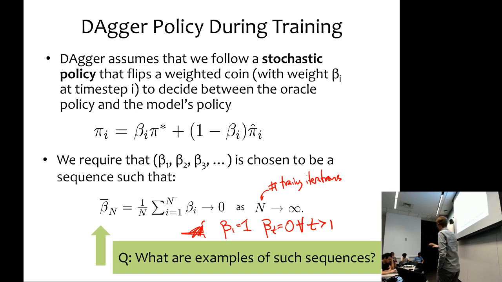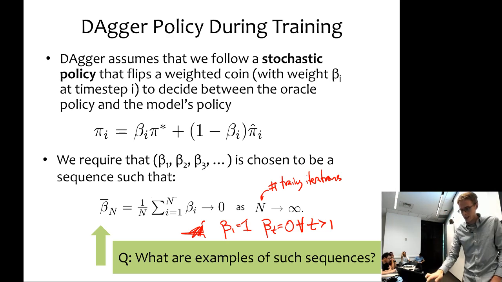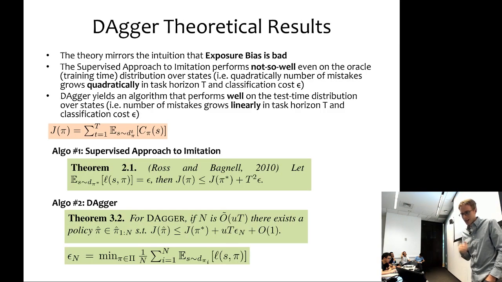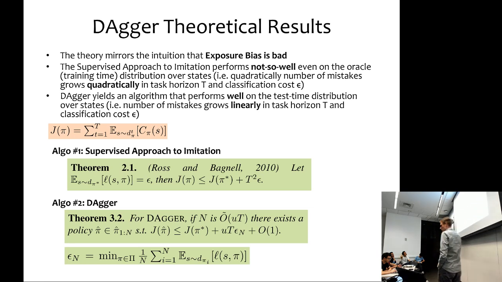Okay, so all of these are valid policies according to Dagger, and the question is, why do we care about these? Well, Dagger comes with really strong theoretical results, and that is part of the reason we're talking about this particular algorithm, as opposed to the myriad of other learning to search algorithms out there. The first point to make is that the theory mirrors the intuition that exposure bias is a bad thing. We can see this played out by looking at two theorems, one for the supervised approach that we just looked at, and one for Dagger.